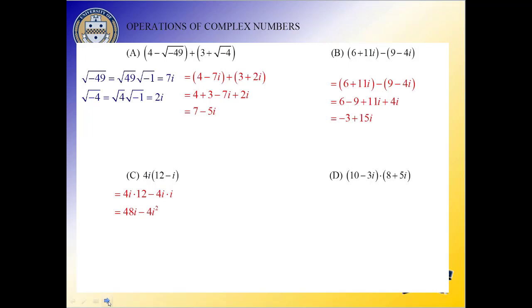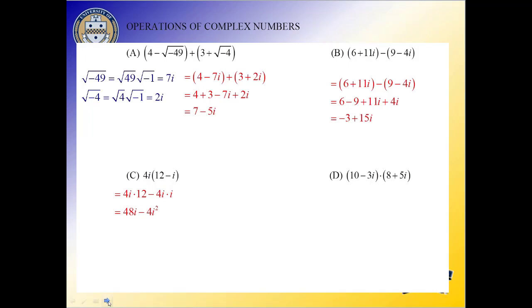Now, I have some students who will make the error and say, well, I'm going to stop right there. The problem is, you can't. Remember, these are closed number systems. 4i, even though it's all imaginary, is a complex number. If I take two complex numbers, namely 4i and 12 minus i, and multiply them together, I should get another complex number, which means I should be able to write it in a plus bi form. So I do have to make sure I have it in that form before I call it done.